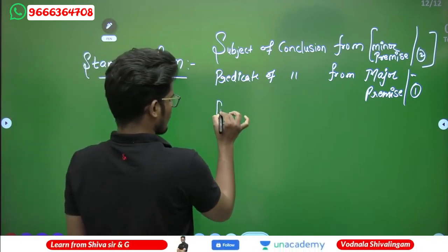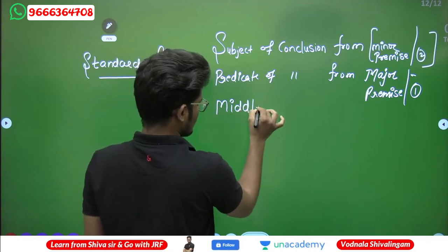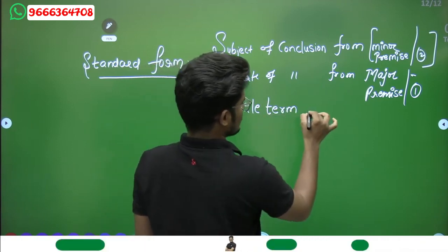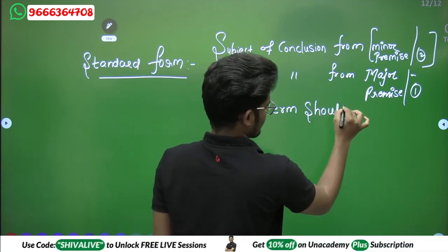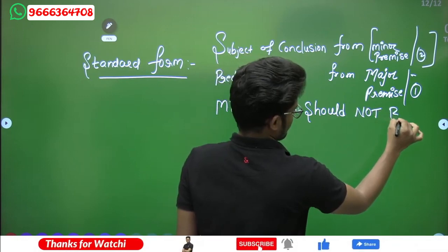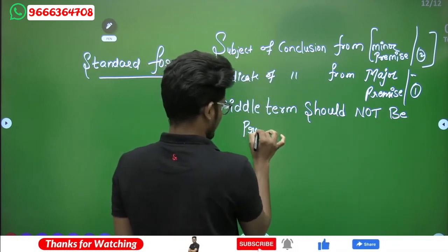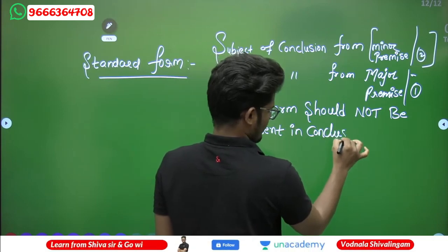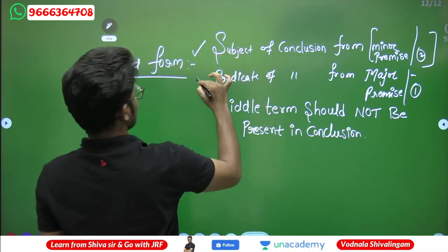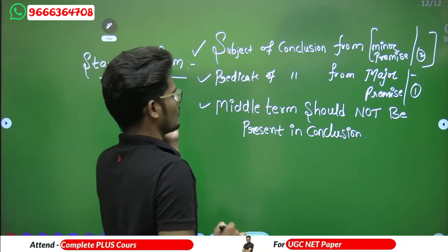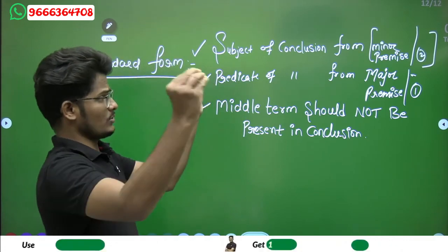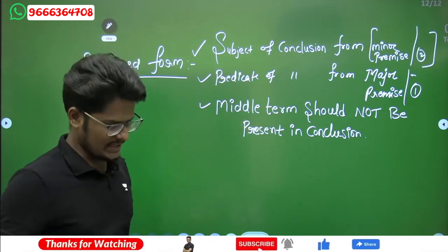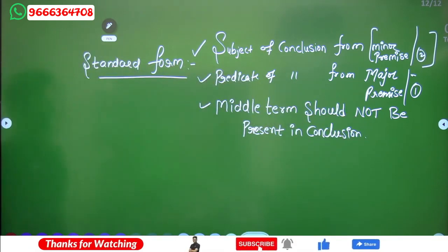Now, the middle term should not be present in the conclusion. These are the 3 simple statements or rules you need to remember to call it a standard form. Subject of the conclusion from the minor premise, which is number 2 statement. Predicate of the conclusion from the major premise, which is premise number 1. Middle term should not be present in the conclusion, right? So now let us take the example.